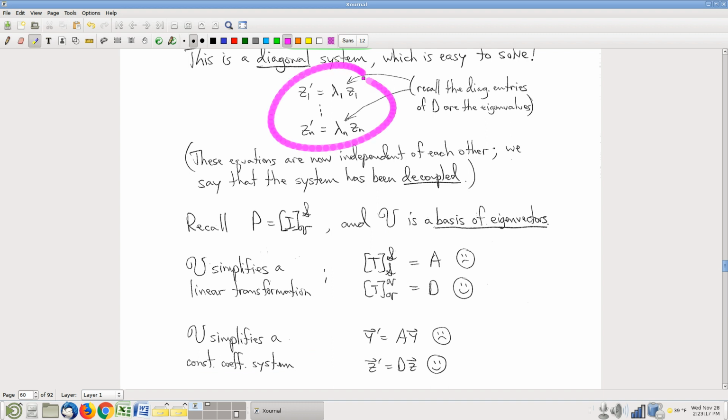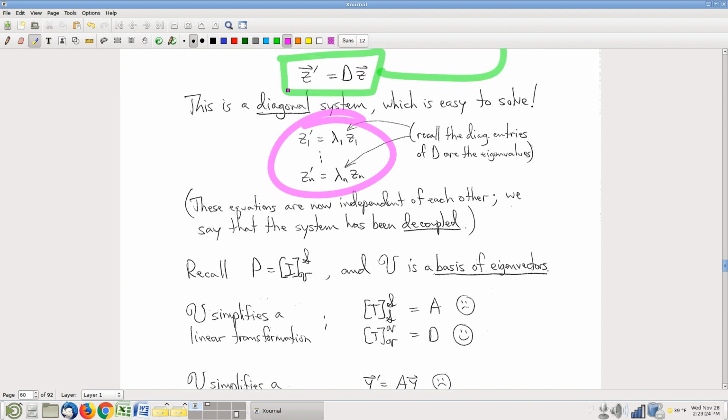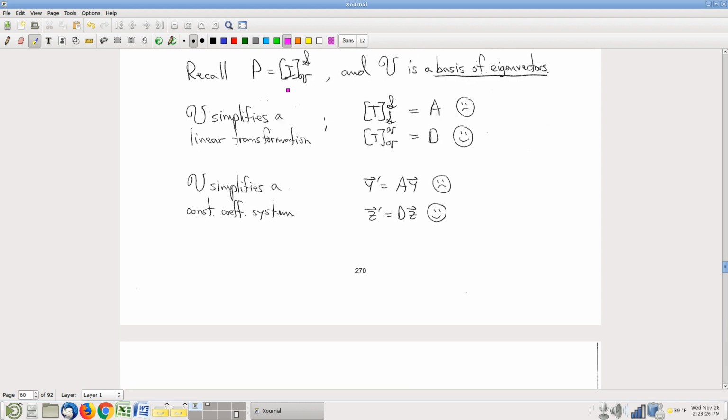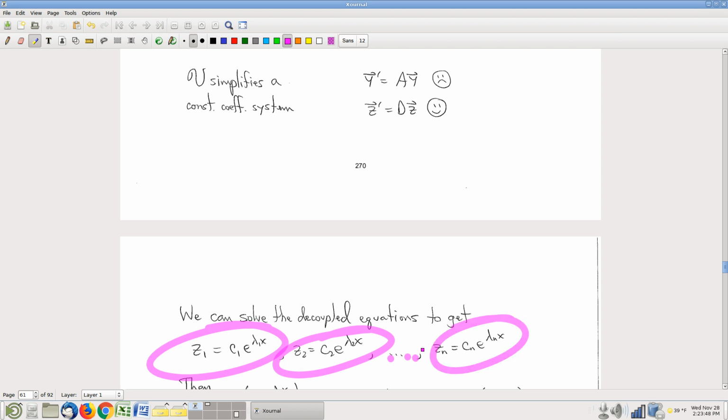Okay. How do we solve this system? Well, that's Calc 2, right? I mean, this natural growth equation. The solutions to natural growth equations are like this. The solution to z1 prime equals lambda 1 z1 is, well, all multiples of that exponential. Right, Calc 2. Does everybody remember this? I hope. Everybody good? Okay. Solution to the second equation, etc. Solution to the last equation.